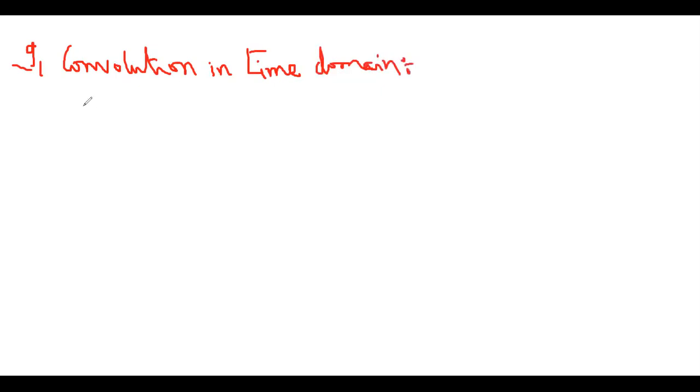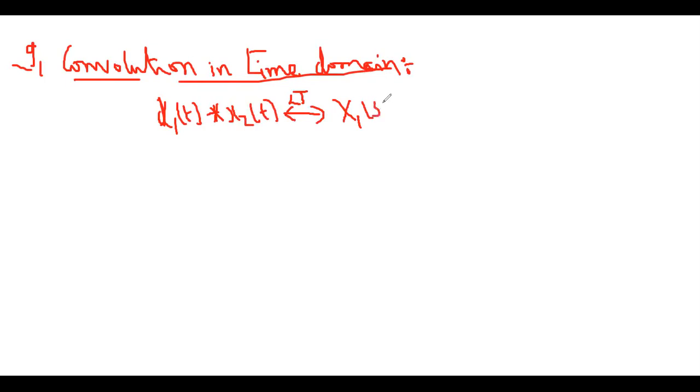Ninth property, convolution theorem, a convolution in the time domain in Laplace transformation. The statement says that if I take x1 of t convolved with x2 of t, the Laplace transformation is X1 of s, product of X2 of s. This is a statement you have to prove for the convolution in the time domain. Proof.